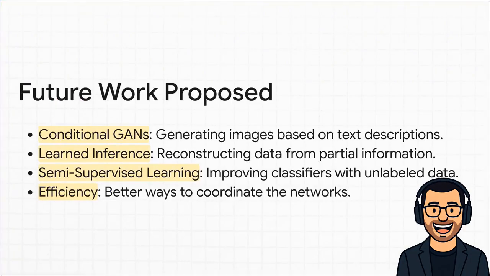You know, the authors themselves had some amazing foresight. Right there in the paper's conclusion, they laid out a bunch of ideas for future work. And that first one, conditional GANs, that is the direct ancestor of the text-to-image models like DALL-E and Midjourney that are everywhere today. They were literally sketching out the roadmap for the next decade of AI research.